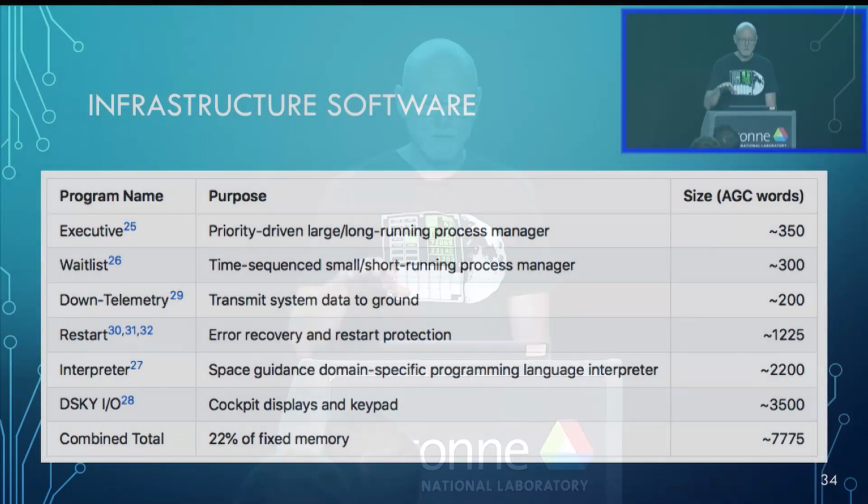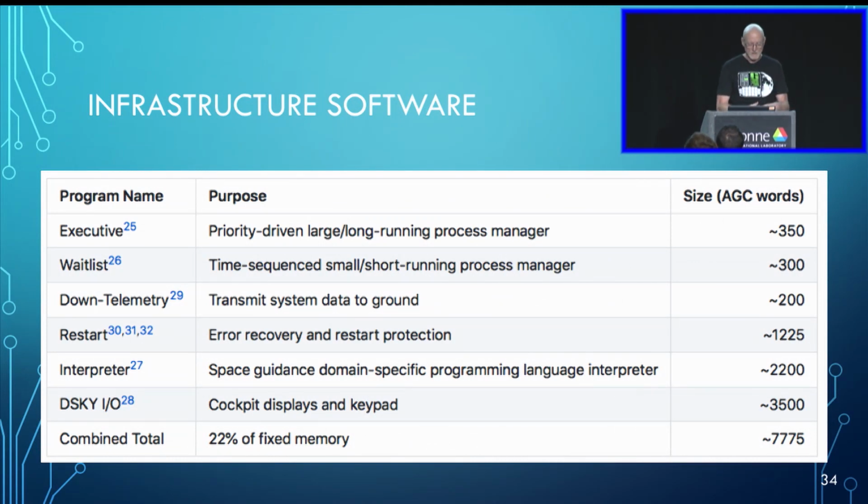So by about 1966, many pieces of software had been written. The low-level pieces, such as the executive that manages the priority jobs that are running, the waitlist that manages the small tasks, something called downtelemetry that allows the computer to transmit key parameters down to Houston whenever they wanted it to, the restart capability, and the interpreter. When the astronauts type their fingers on the DSKY, there's a program that needs to manage that as well. All of that software consumed about 22% of fixed memory. And we're not talking about any guidance routines. This is all just basic infrastructure software.